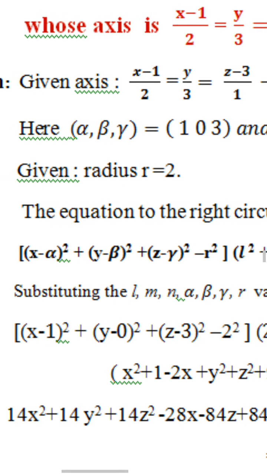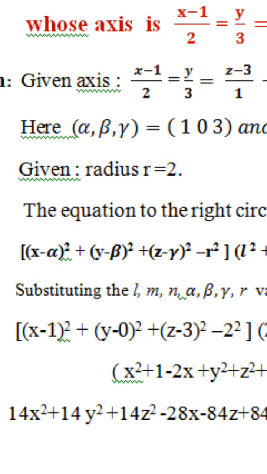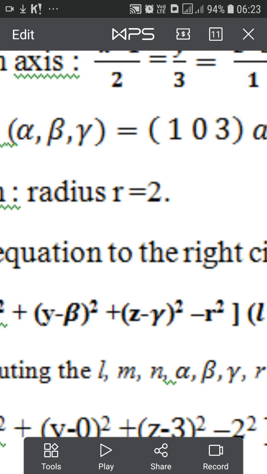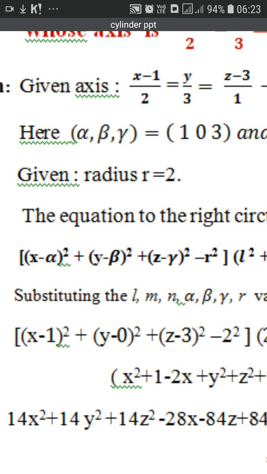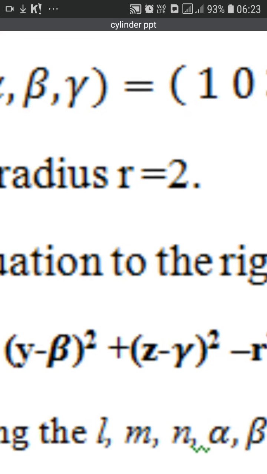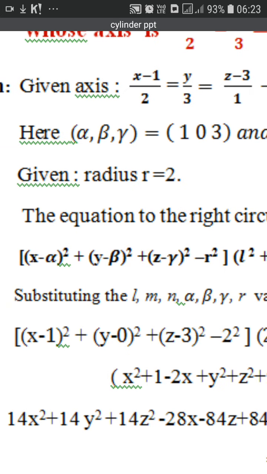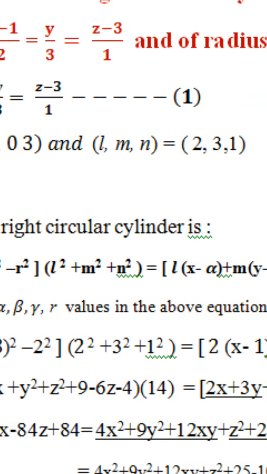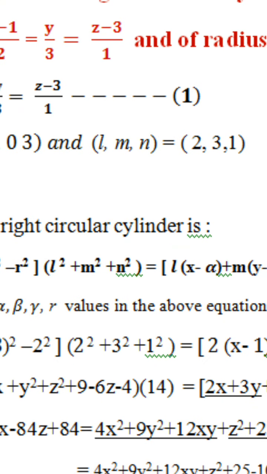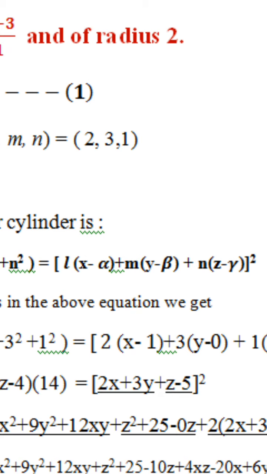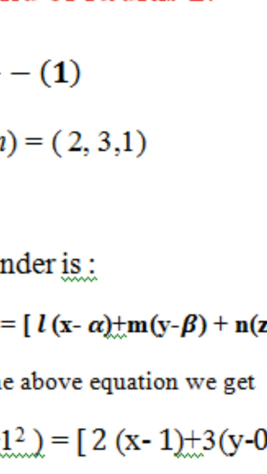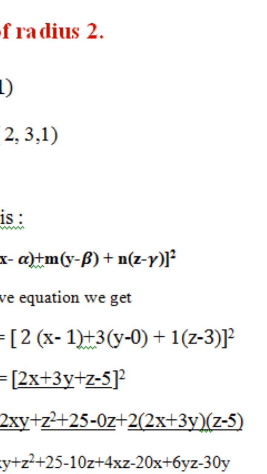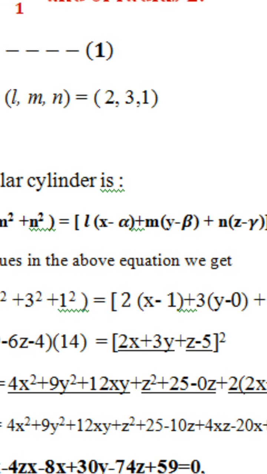That's all. So here, if you substitute, x minus alpha, that is (x minus 1) whole square, plus (y minus beta, beta is 0) whole square, plus (z minus gamma, gamma is 3) whole square, minus r square, radius r is equal to 2, so 2 square into (l square plus m square plus n square). Here l, m, n is 2, 3, 1, so 2 square plus 3 square plus 1 square, is equal to l into (x minus alpha), l means 2 into (x minus 1), alpha is 1, plus m means 3 into (y minus 0), plus 1 into (z minus 3) whole square. You have to write like this.